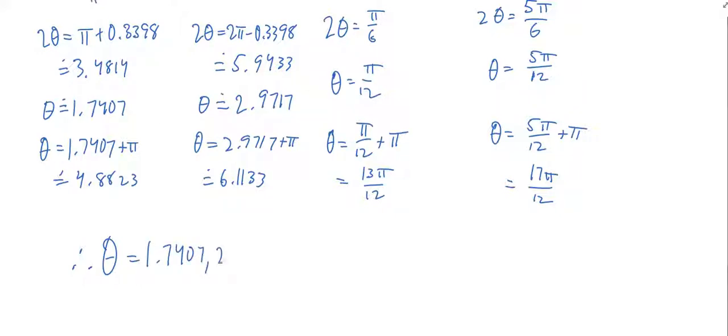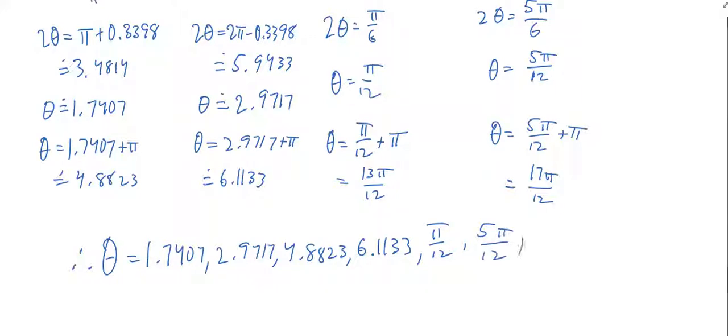So I got 1.7407. I got 2.9717. I got 4.8823. And I got 6.1133. And I got pi by 12. And I got 5 pi by 12. And I got 13 pi by 12. And finally, 17 pi by 12. Good prediction in the beginning. 8 answers because it was quadratic and double angle. 8 answers.